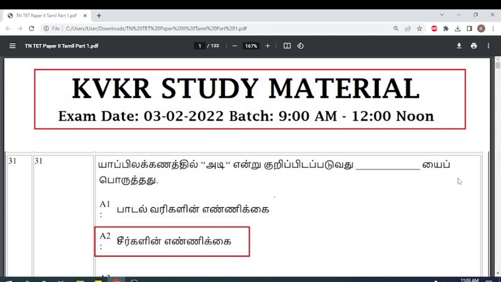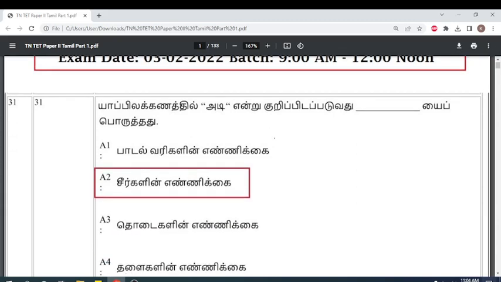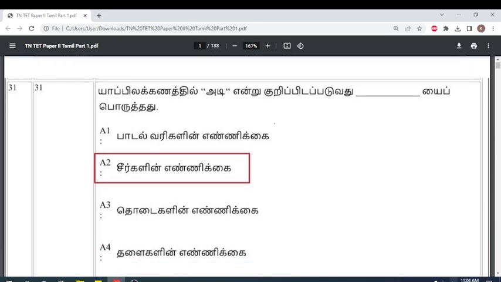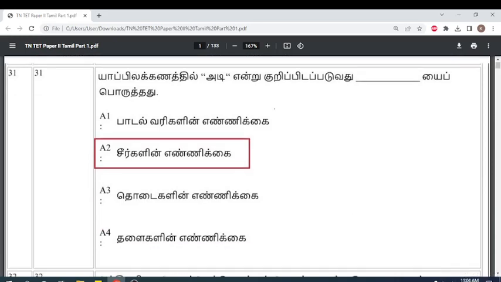In our channel, TET exam Paper 2, February 3rd to 14th exam, Tamil questions. Exam date 3/2/2022, morning batch. A2.